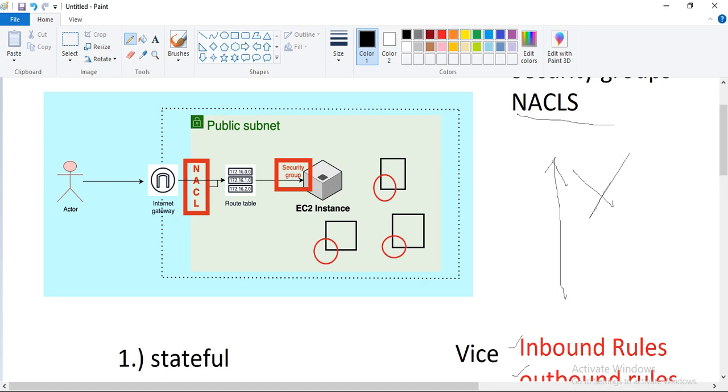NACLs are associated with subnets, and each subnet can have one NACL. However, multiple subnets can share the same NACL. We have one subnet, and here we have a NACL. If we create one more subnet over here with multiple instances, we can have one NACL for this part as well, either separate or the same copy. So this was the overall picture of the security parts.